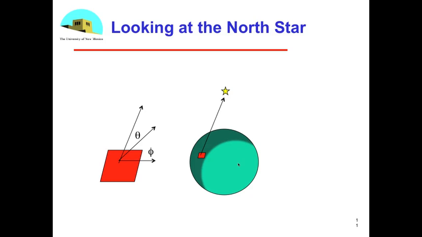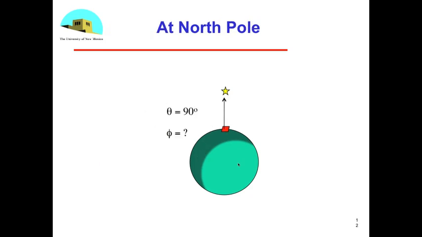And so look at what happens. Suppose I do the same thing. I go to the North Pole and I look at the North Star. Well, where is it going to be? It's going to be directly overhead. Okay, so here's a little picture of that. The North Star is directly overhead. And so what is its elevation? Well, its elevation is obviously 90 degrees up from this plane.